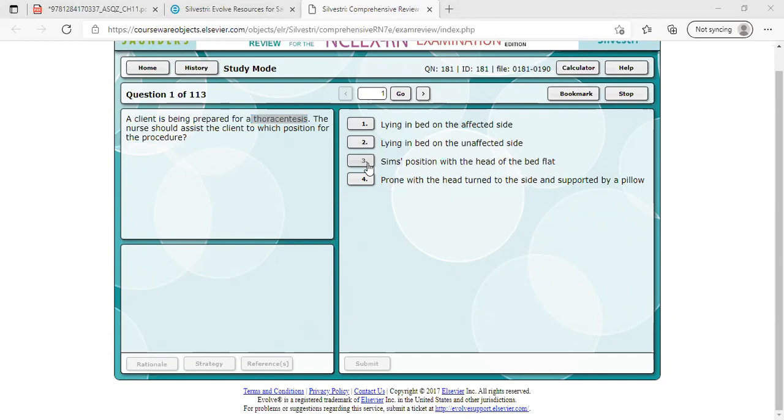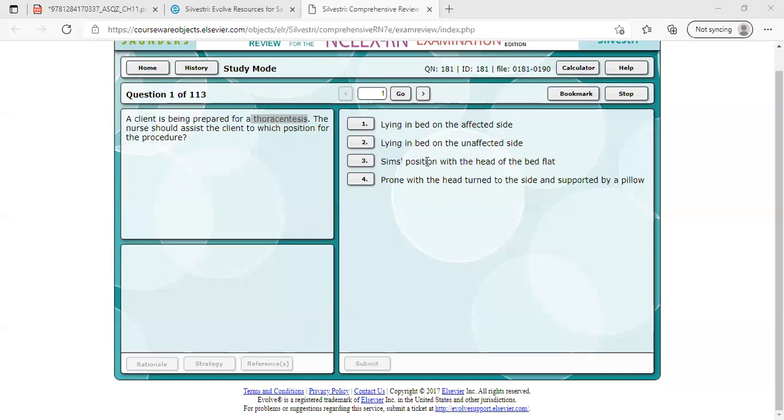There are four options. First of all, I want to share with you, every student is sure number 3 and 4 are not the answer. Sims position is the position to examine the rectum or give an enema. But thoracentesis is in my chest area, where we withdraw the fluid. Prone is when the patient lies down on the abdomen, not related to this. So number 1 or number 2, one of them, right?